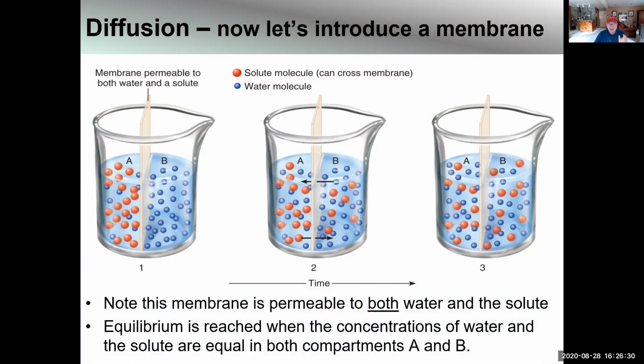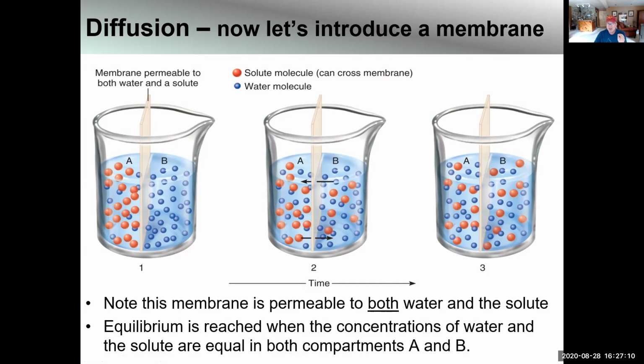So in the left half of this beaker, half A, we have some water molecules shown here in blue, and we have a lot of solute molecules, sugar molecules, shown in red. On the other side of the permeable membrane, we have strictly water molecules, don't we? Now keep in mind, this particular membrane is permeable to both water and solute. So the question is, where will the solute molecules move and why?